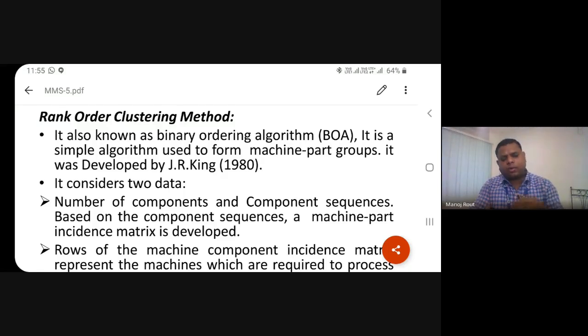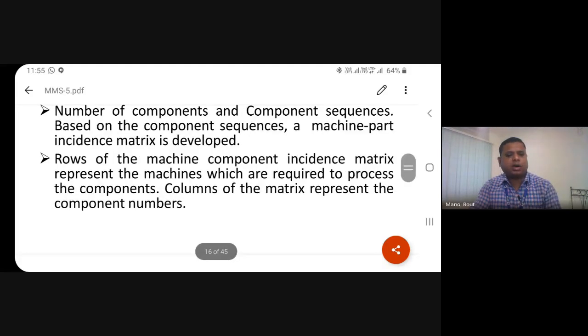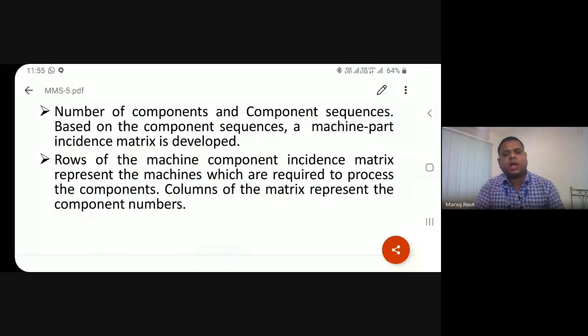The rows of the machine-component incidence matrix represent the machines which are required to process the components, and the columns of the matrix represent the component numbers. If you go to any kind of industry, such as the sugar industry, process industry or chemical industry, most of the machines are put in a line, or in a U shape, Z shape or T shape, to arrange the incidence matrix in such a way that they require the process of components, the smooth flow of raw material from one place to another.